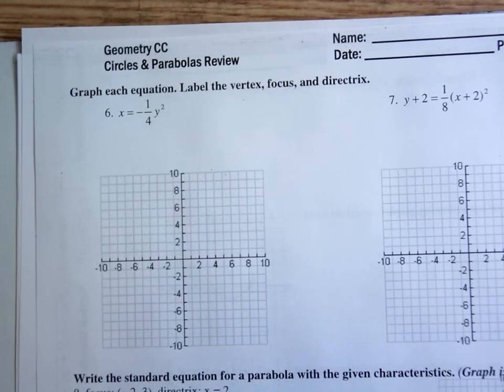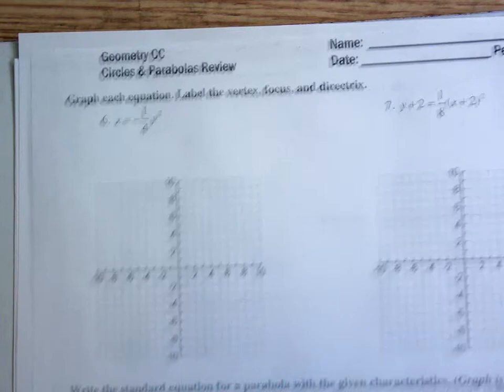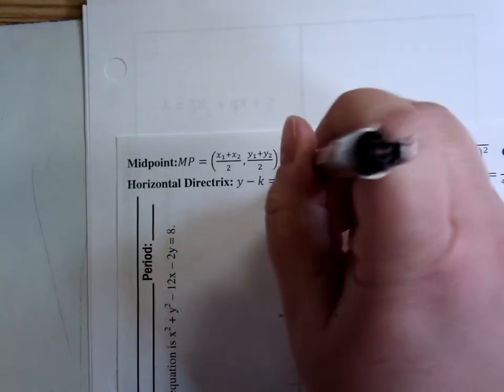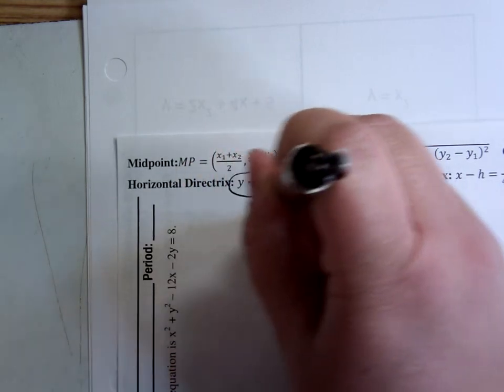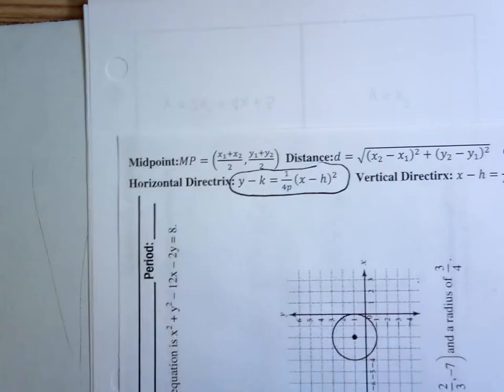Okay, so here is the parabola part of our parabola and circles review. Remember that you have two equations for a parabola. They're on the front of this sheet. One says horizontal directrix. That would be one that opens up or down.